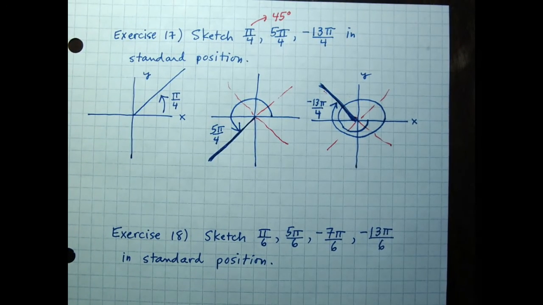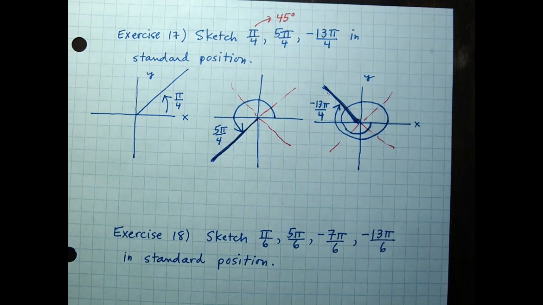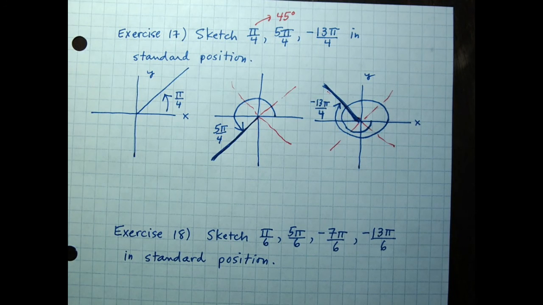So we've kind of learned to think in terms of radians in multiples of pi over 4, right? And I think I'm going to stop and we're going to continue in a separate video for the next portion.